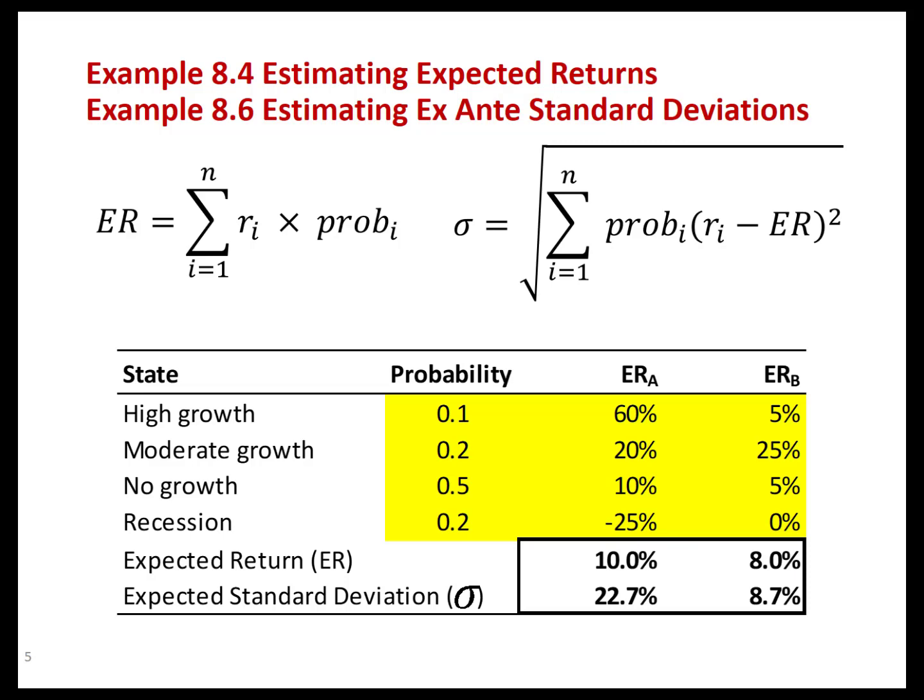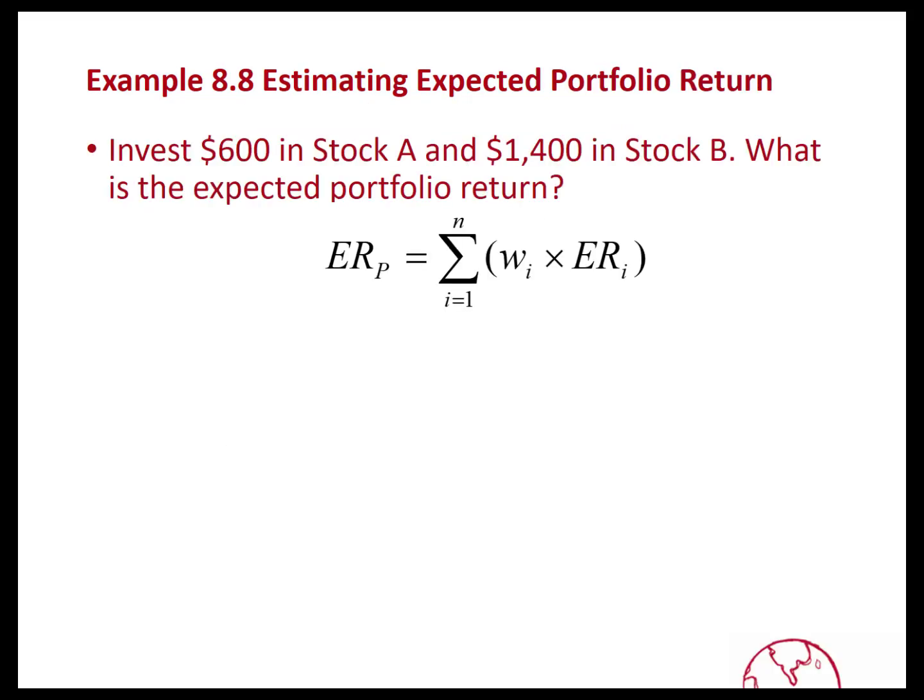So using the formulas above, we can calculate the expected returns and the expected standard deviations, which are our measures of risk. Notice that the expected standard deviation for stock A is quite a bit larger than for stock B. So using the weights for stock A and stock B in a portfolio and these expected returns, we can calculate the expected portfolio return. So let's assume that we invest $600 in stock A, $1,400 in stock B. What would be the expected portfolio return?